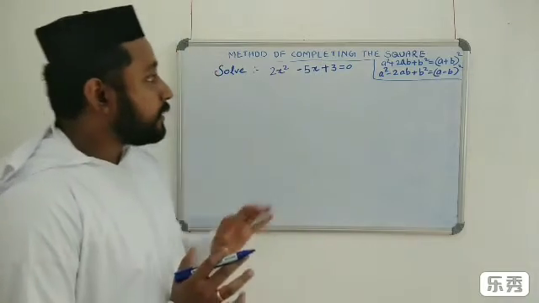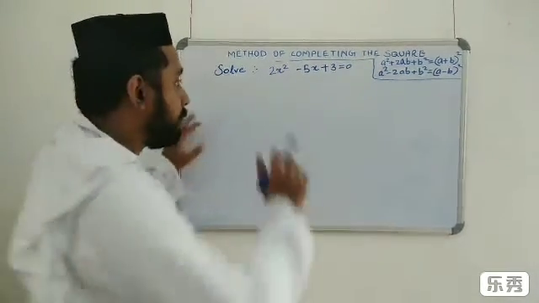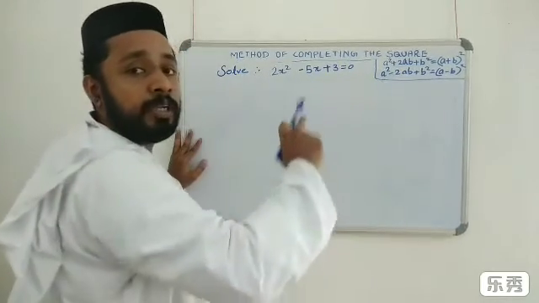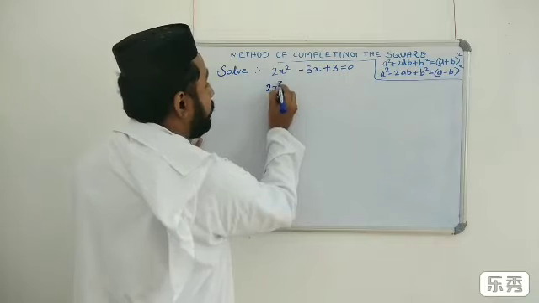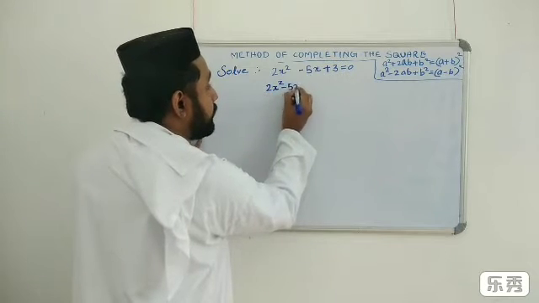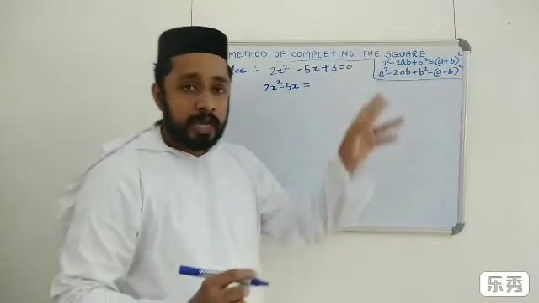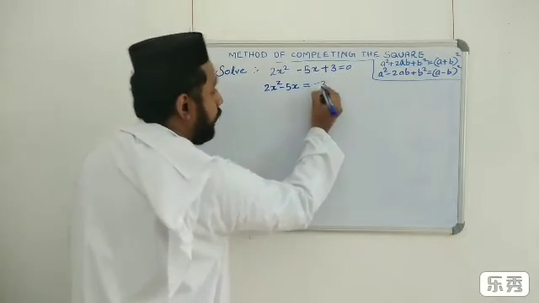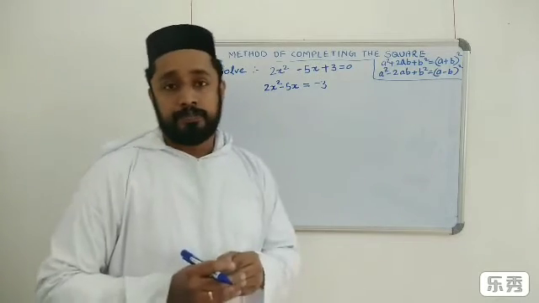The first step is moving the constant term to the RHS. Here 3 is the constant term. We have to move this 3 onto the RHS. That is, 2x² − 5x is equal to, when +3 goes to the RHS, it becomes −3. So the first step is over: 2x² − 5x = −3.